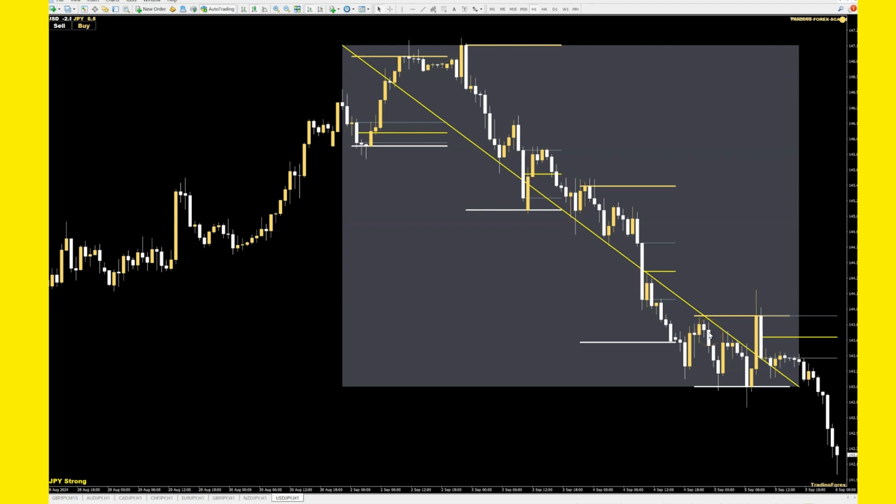But there is much more than just supports and resistances. As you can see here, we have some bright yellow lines and some gray lines. Those lines represent the lock candle. What is the lock candle? This is what I will explain to you in the third episode.